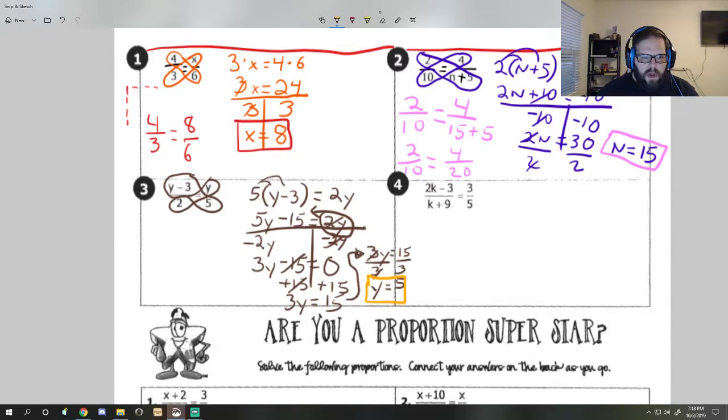So anytime we see a y, we're going to put in 5, because y equals 5. So 5 minus 3 over 2 equals 5 over 5. Well, if I take 5 minus 3, that's going to leave me with 2 over 2 equals 5 over 5. Are these equivalent fractions? Well, of course they are. If I have 2 out of 2 pieces of pizza, I've got the whole pizza. If I have 5 out of 5 pieces of pizza, I've got the whole pizza. So this actually equals 1 equals 1. And that is a check mark.